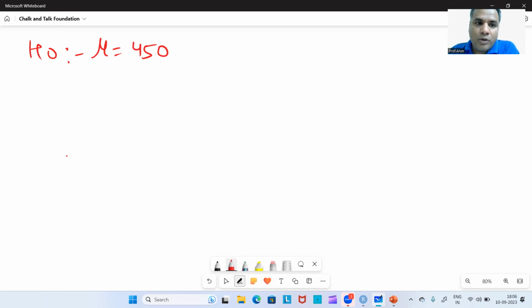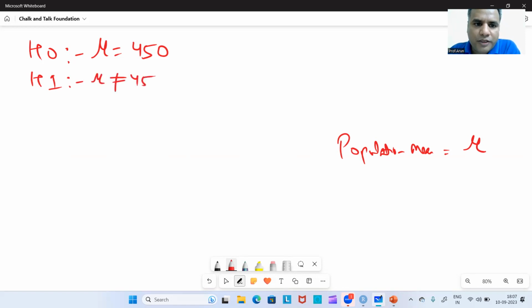So my H naught, now population mean, all of you just pay attention. Population mean is denoted by a symbol known as mu. This is the symbol mu, population mean. So population mean is equal to 450. This is the claim the person is making and I need to check it. If my null hypothesis is mu equal to 450, my alternate will be not equal to 450. So my null hypothesis is this and my alternative hypothesis is this.